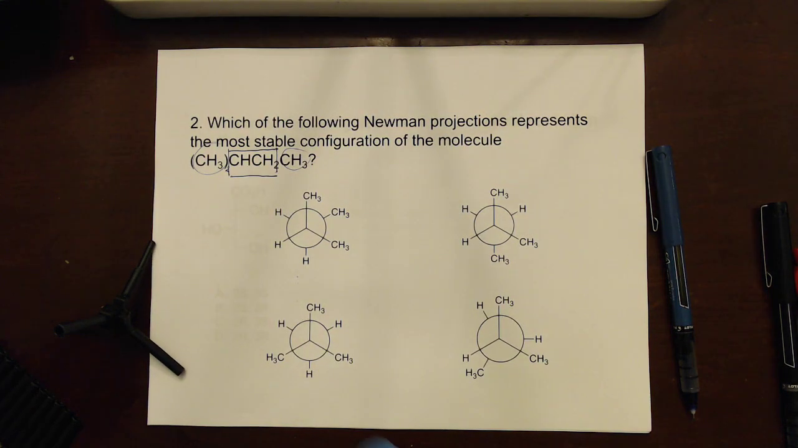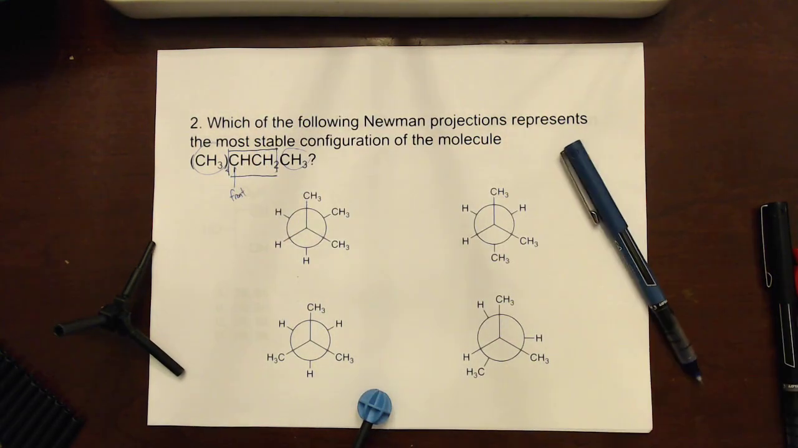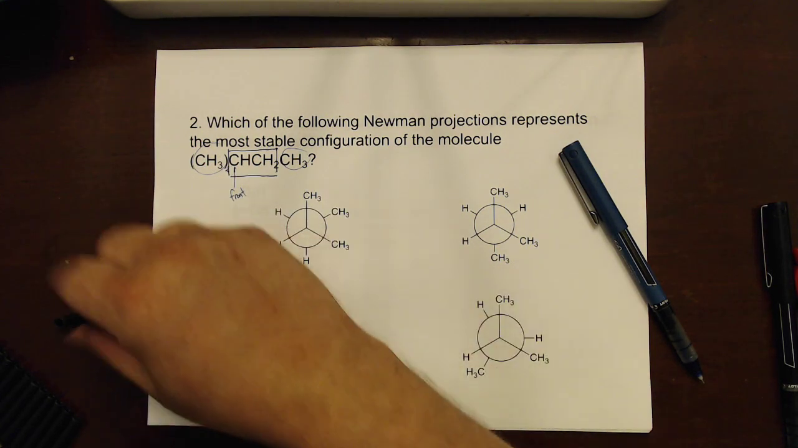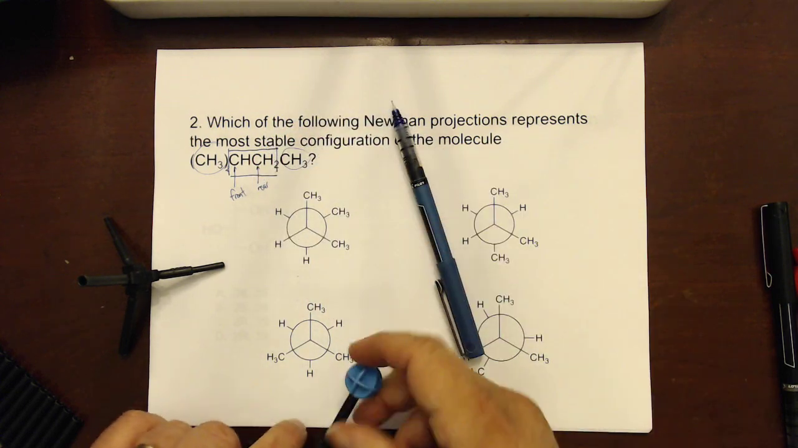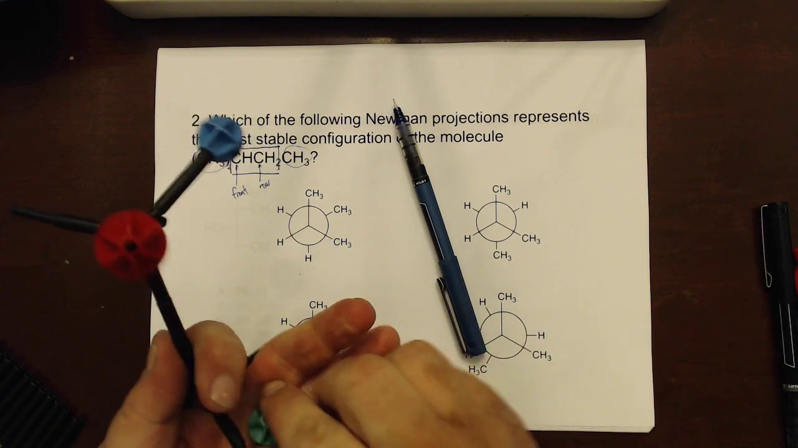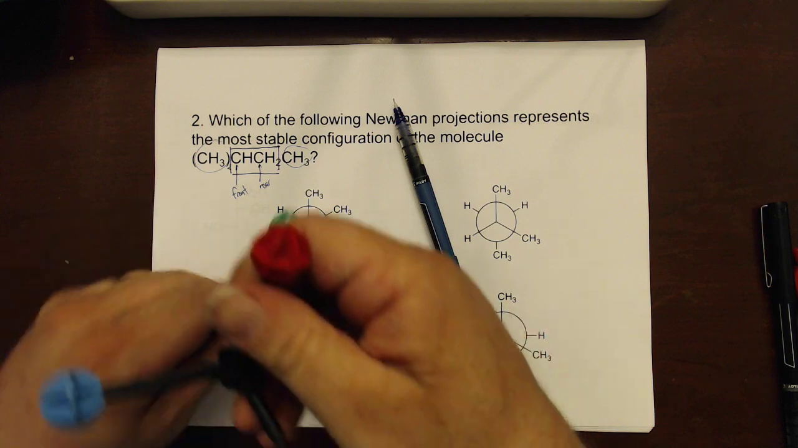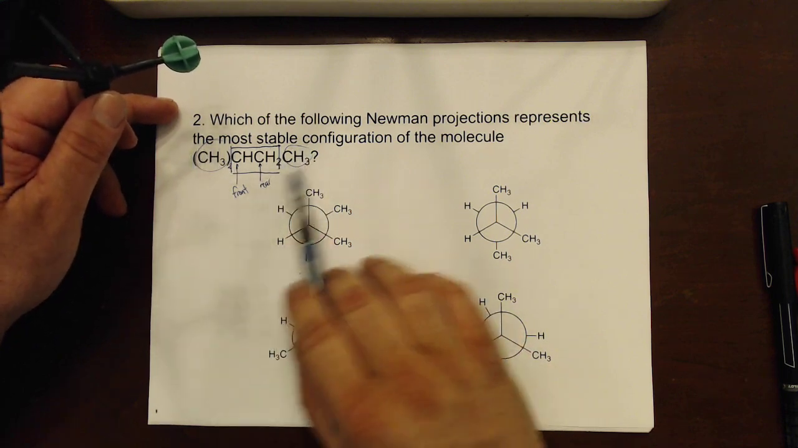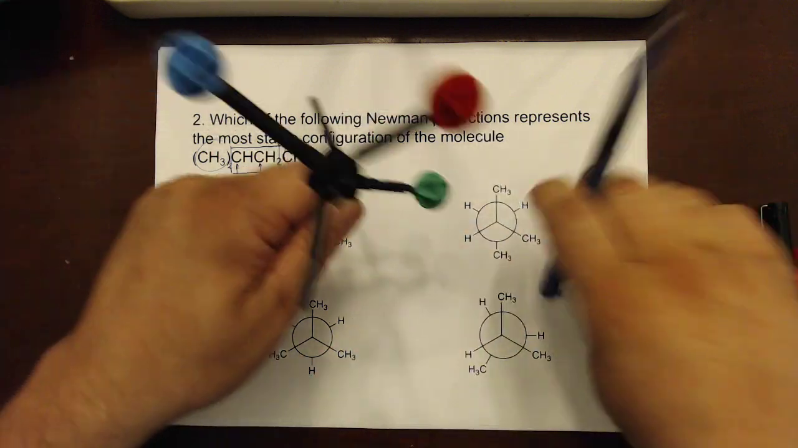So let's say this is the front. It's going to have two methyl groups and a hydrogen. And this one in the rear is going to have 2 hydrogens and a methyl. So you can just think of it like that: 2 hydrogens and a methyl. First thing you're going to want to do is make sure that they all have this. So this is the front, and the rear is behind.